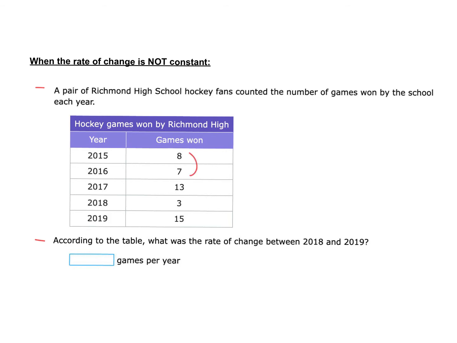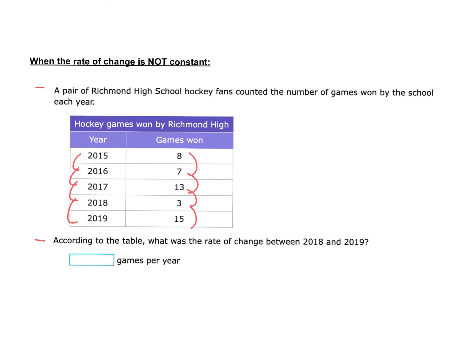So if we look here, we can see that this is going down 1, up 6, down 10, up 12. So that is not a constant rate of change, which means that we cannot do what we did before, taking all the Y's and subtracting, or taking all the Y's and subtracting all the X's, because they would be different. Here we can see it's the same because it's going up by 1 year every time.